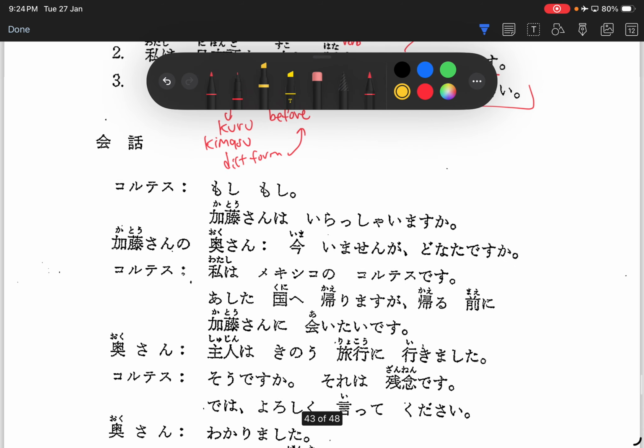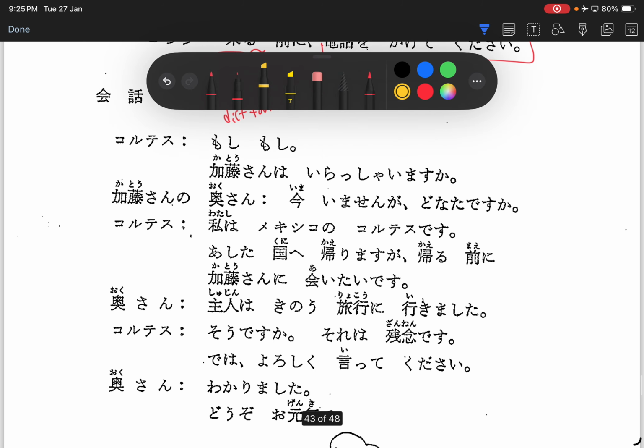We go back to the conversation before. 会話. コルテスさん and 加藤さん. Right, so it's between these two persons, コルテスさん and 加藤さん. I don't have a very good impression of 加藤さん. This thing is my PPSD. Job related. Occupational related.